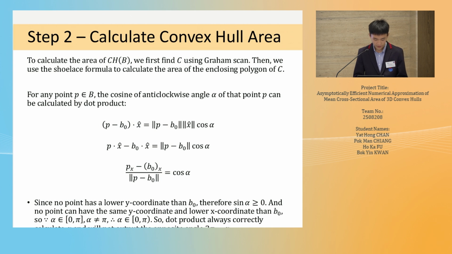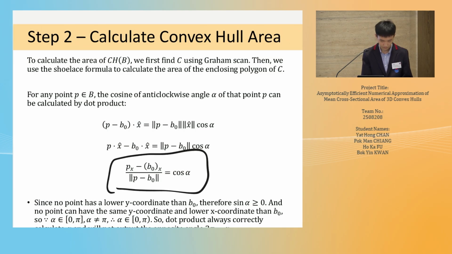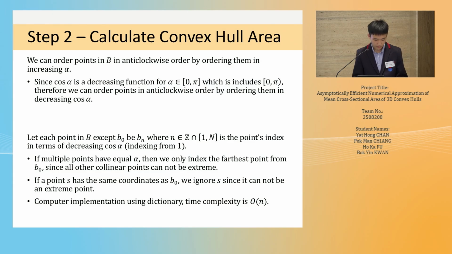The vertices of the bounding polygon are the extreme points of the projected set, so we filter for them using an anticlockwise Graham scan. To order the points in anticlockwise order, we first need each point's value of alpha. Here is the equation for cosine alpha using dot products. Ordering by decreasing cosine alpha is equivalent to anticlockwise ordering of points in the projected set. This takes O of n log n operations because of sorting.